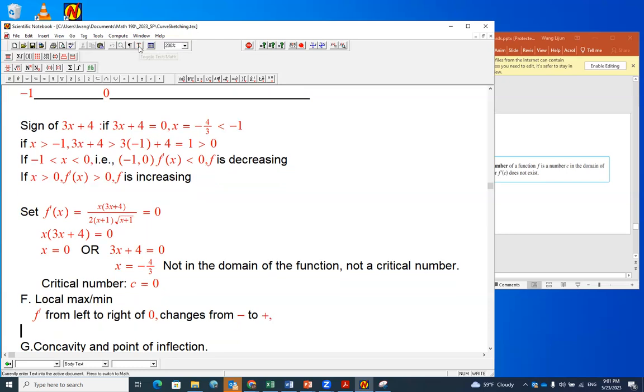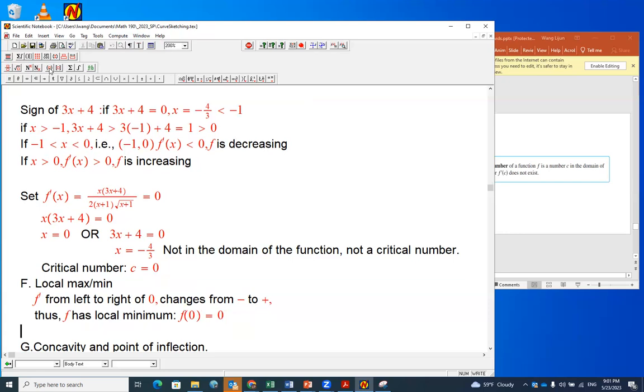Thus, f has a local minimum. And the local minimum, of course, can be found by plugging 0 into the original function, and we know that's 0. So now we found the local minimum. We don't have a local maximum. Okay.